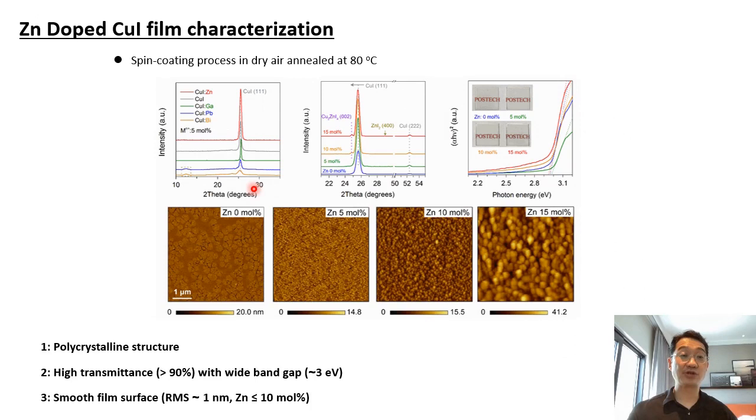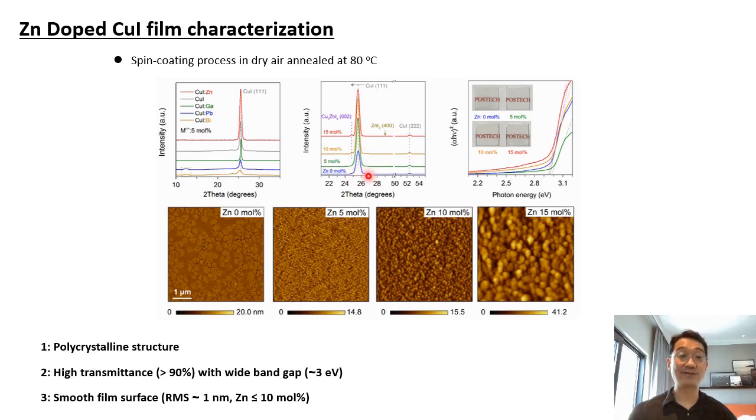So we measured the X-ray diffraction pattern, the absorption spectroscopy and transparency, and also the film morphology after adding a zinc dopant into the copper iodide film. We first tried to dope various dopants: zinc, gallium, lead, bismuth. The zinc-doped copper iodide showed the highest crystallinity in the XRD pattern, and below 10% doping the crystallinity stays the same as the copper iodide film.